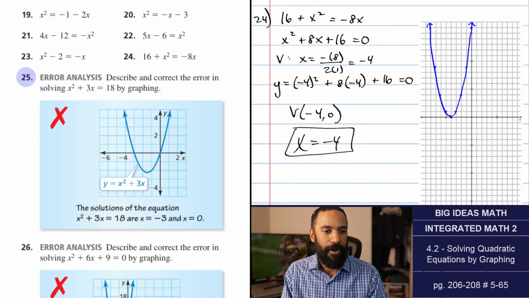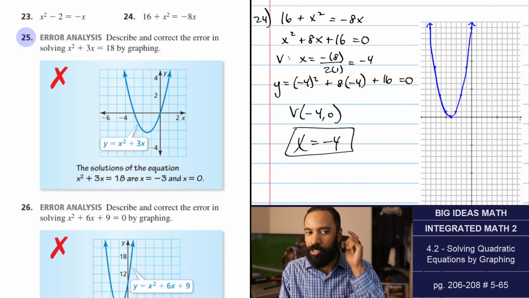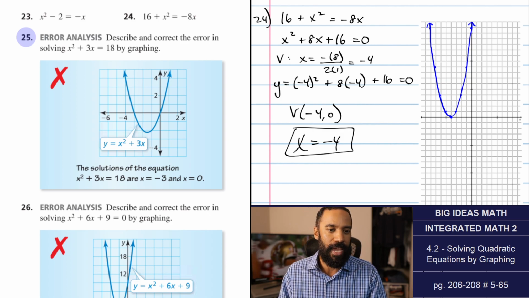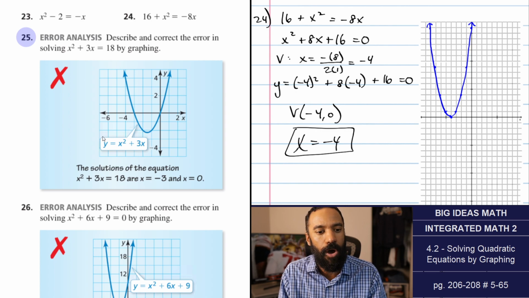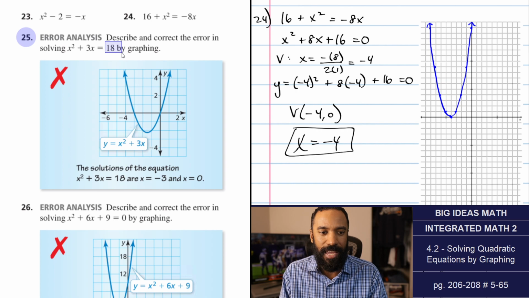25 and 26, error analysis. Describe and correct the error in solving x squared plus 3x equals 18 by graphing. It looks like they only graphed y equals x squared plus 3x. They never use the 18 in any way.